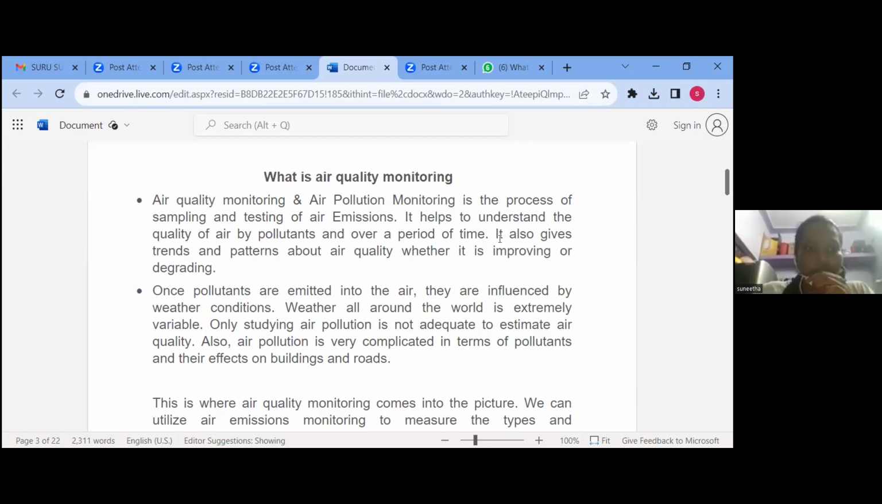Air quality monitoring and air pollution monitoring is a process of sampling and testing of air emissions. Due to so many factories, vehicles and fossil fuels, so many gases are being released into the atmosphere, and we have to monitor the air pollution. That's why we need to take air samples, do some practicals and analyze the data on air. By knowing the data, we can estimate how much pollution is there and whether we are in safe mode or in danger mode. We can know that. So that whole process is nothing but air quality monitoring.